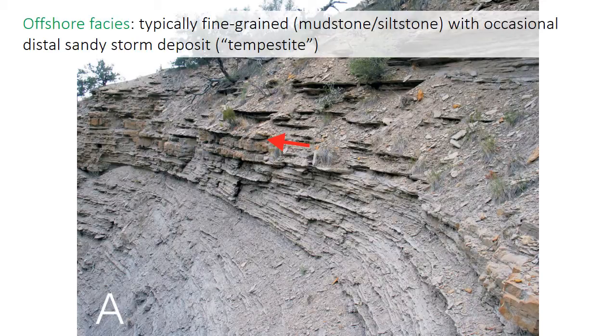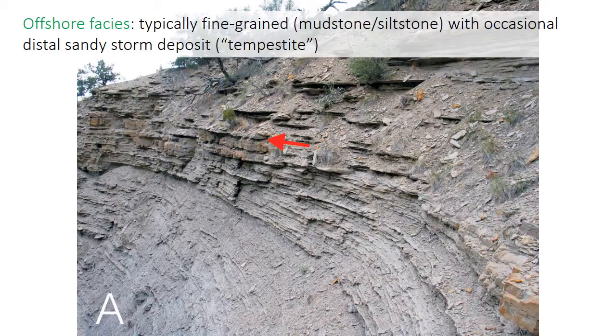So considering the offshore environment, and this holds for any depositional environment, grain size is a function of energy levels and proximity to the source. Because the offshore environment is below storm wave base, the energy levels are very low. And because it's far from the coastline, it's very far from the rivers that supply sediment. So as a result, the sediments are fine-grained, often mudstone or siltstone. There may be occasional very thin sand beds. These are called tempestites. They're distal or far-away flows from storms.